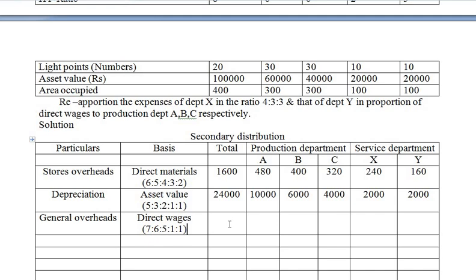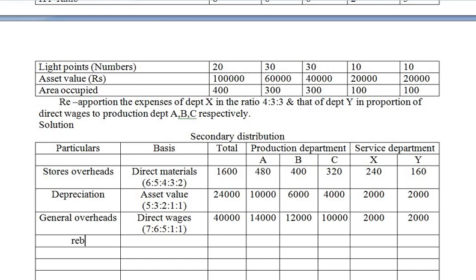Now the total amount is how much? 40,000. Now distribute it: 14,000, then 12,000, then 10,000, 2,000, again 2,000. Hope everybody is understanding.